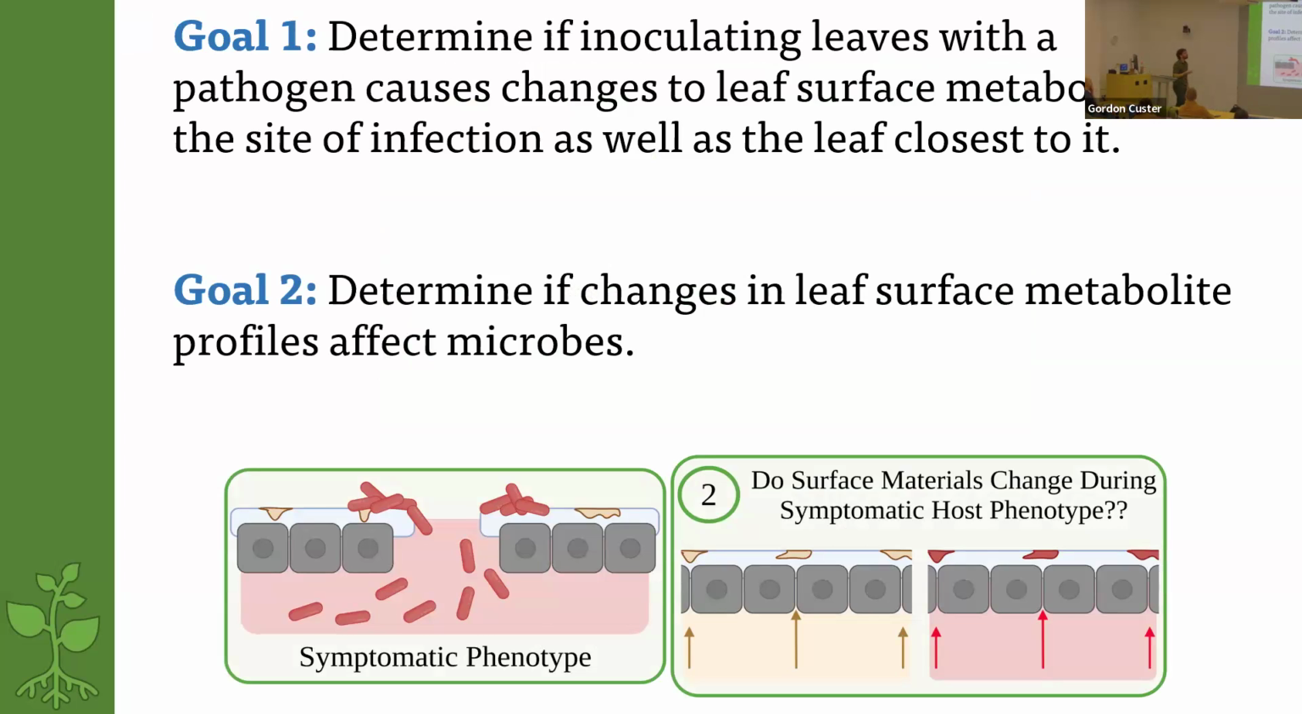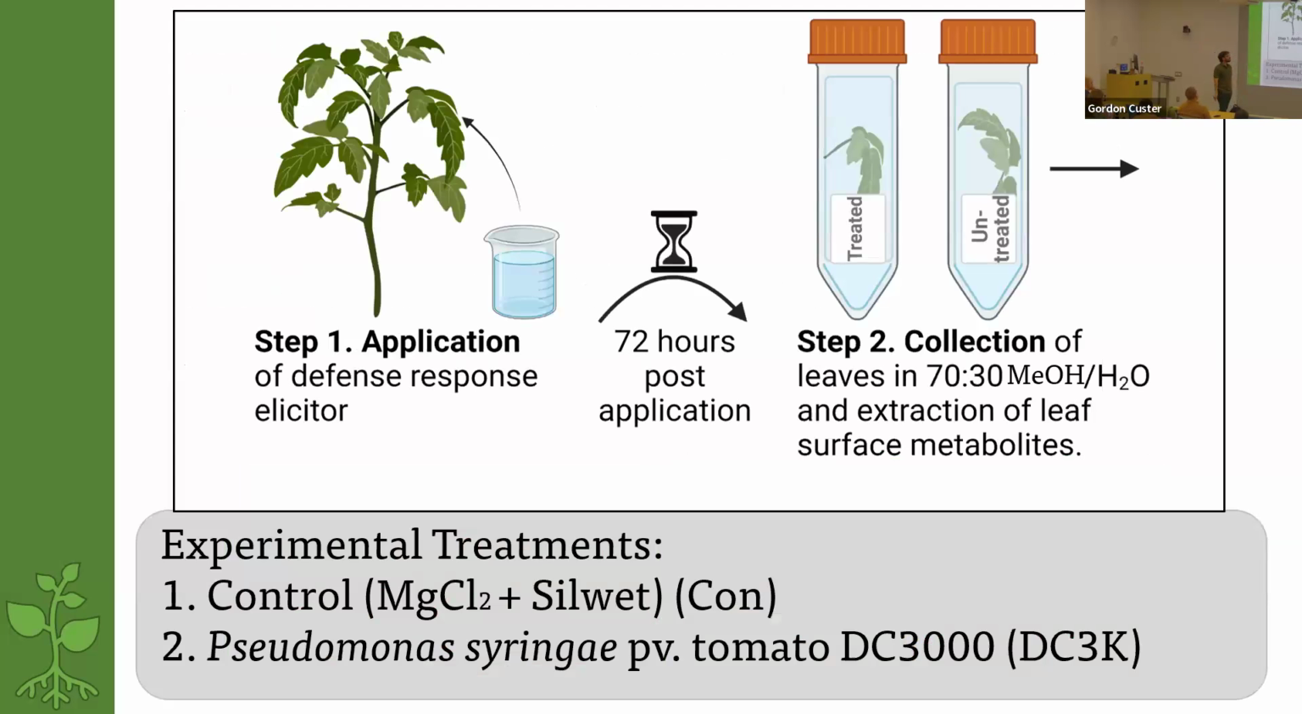And the intention here is, do we see differences only localized, near where the pathogen is already infecting, or do we see a systemic change in the host's leaf surface metabolome? And so my second goal is to determine if the changes in the leaf surface metabolite profiles affect associated microbes. And so I started with a relatively straightforward approach. Step one is just the simple application of our pathogen, or in this case, a defense response elicitor, into what we consider a treated leaf.